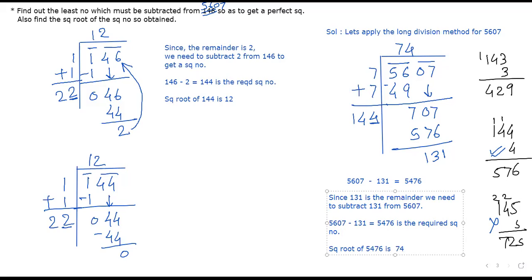Correct. So if instead of 5607 we had 5476, the remainder would have been 0. Yes or no? Yes, sir. And the square root would have been 74. Children, are we understanding this? Yes, sir.